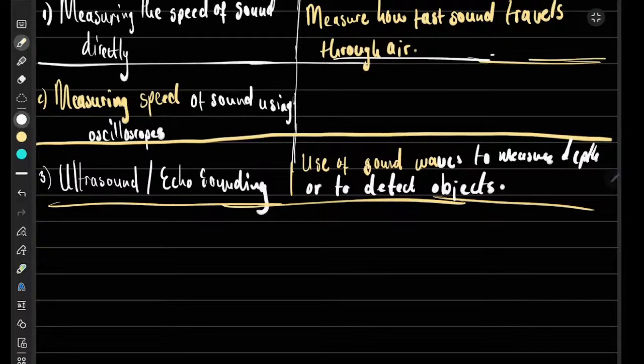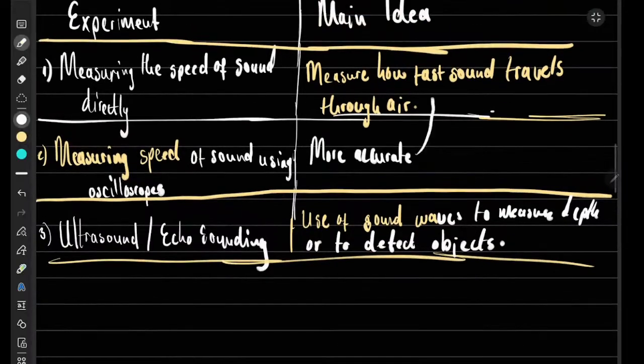So, really? Yes. Wow, that's good. And then you can do it here more accurately. It's just a more accurate version of this, using electronics. It's pretty much the same thing, speed of sound. But you're going to be more accurate than you would have been directly. Are you ready?